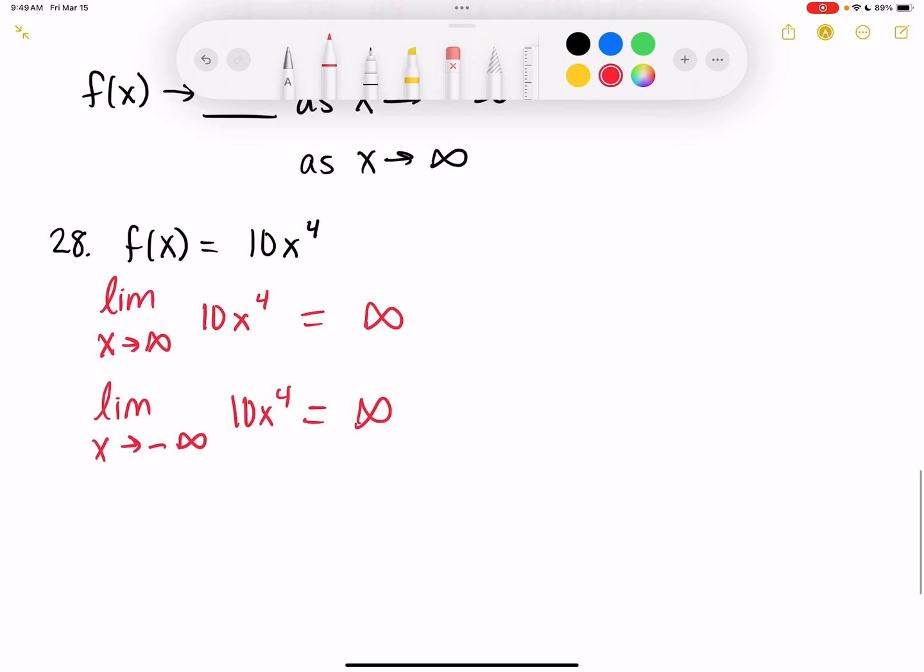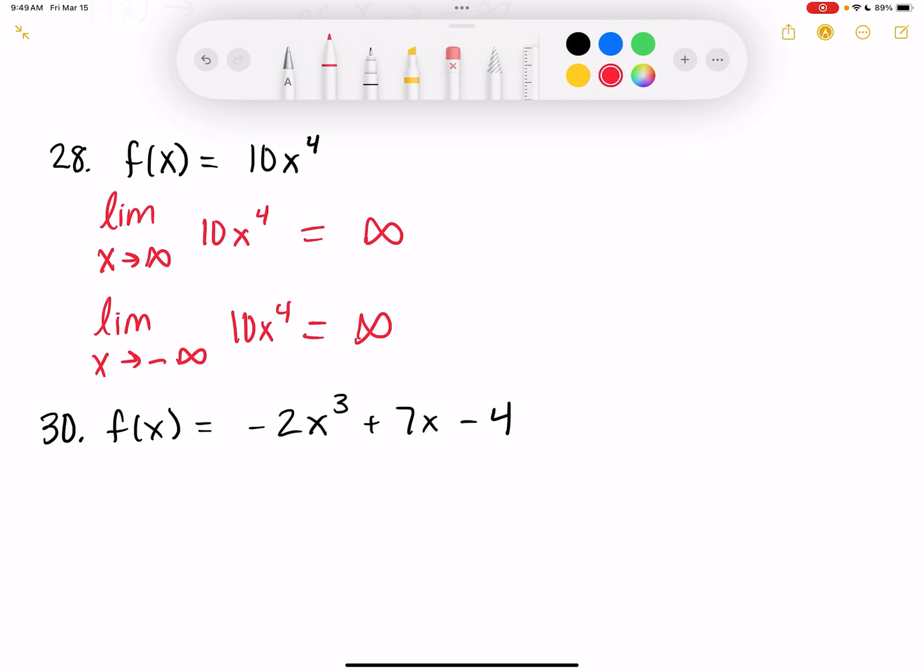So then, like 30, f of x equals negative 2x cubed plus 7x minus 4. So with this one, I'm going to do the limit as x approaches infinity. Instead of writing out, since this function was short, I just wrote it, but you can also just write f of x because it's referencing what's up here. Now, what some people tend to do is they get thinking, I need to plug in stuff for every variable and analyze it for the whole thing.